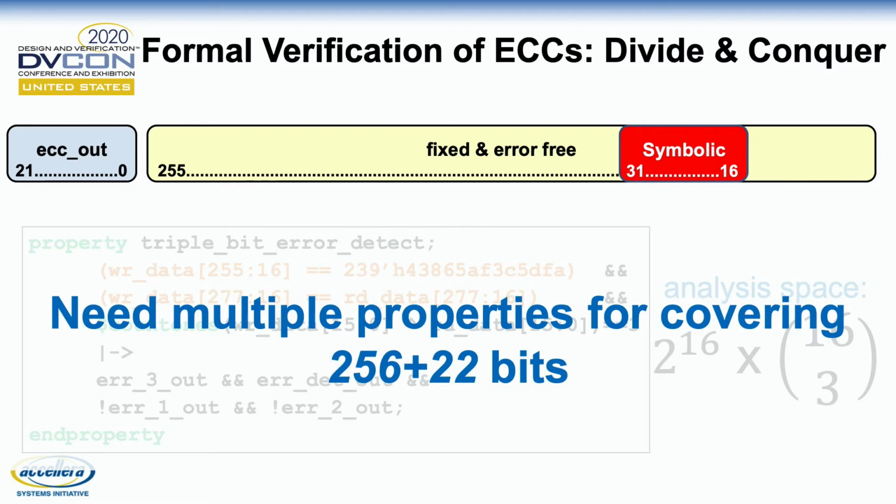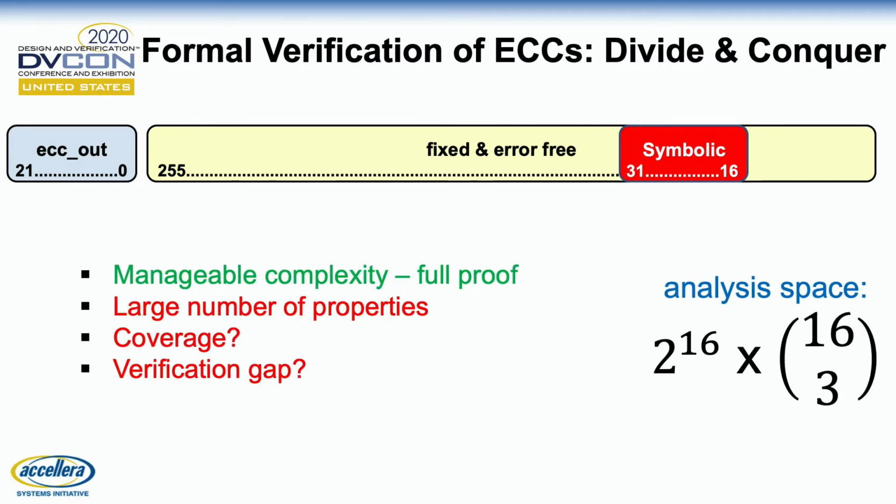But it will not be enough just to have one property, because we have to repeat the property for the entire bit vector. So in this case, we will have around 16 to 17 properties for 3-bit detect properties. In this method, because the analysis space is manageable, we were able to get the full proof. That means we were able to get a convergence on the property.